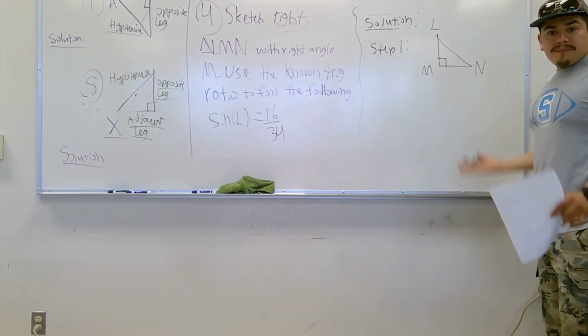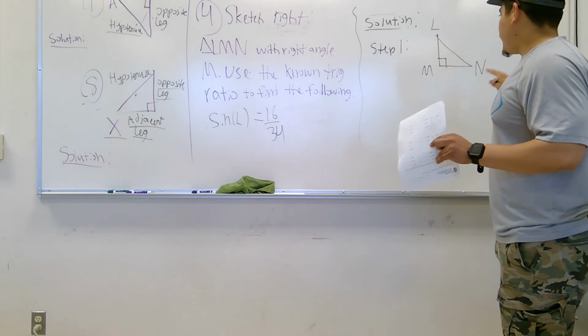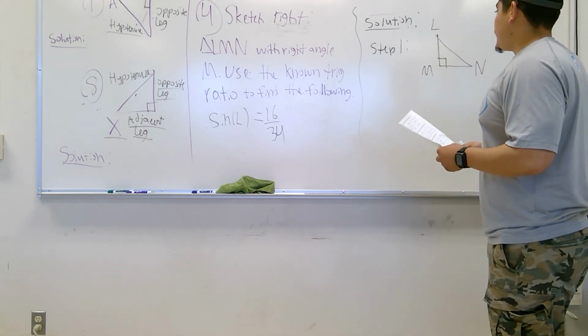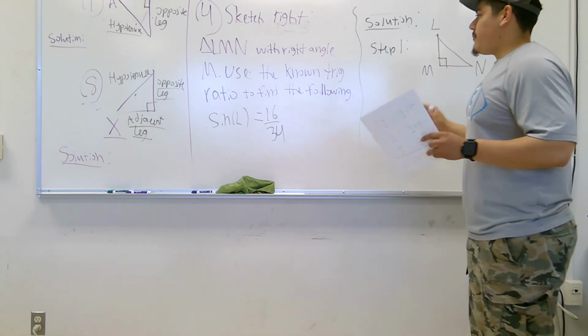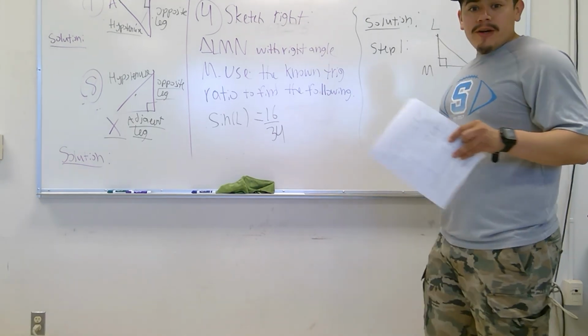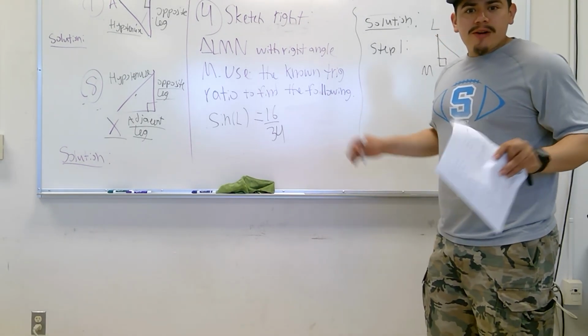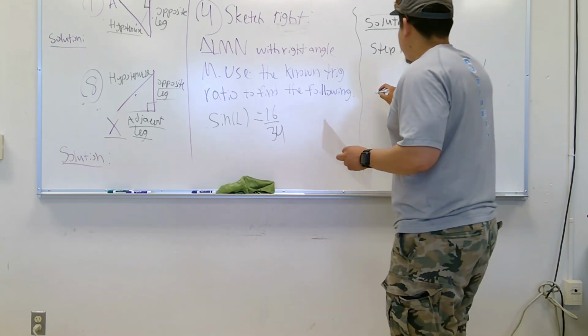L, N. Okay. So far, we got a pretty good image so far. Right? Not too bad. So we sketched out our triangle. Okay. Now let's go into the trig ratios. Okay. So let's go to step 2.